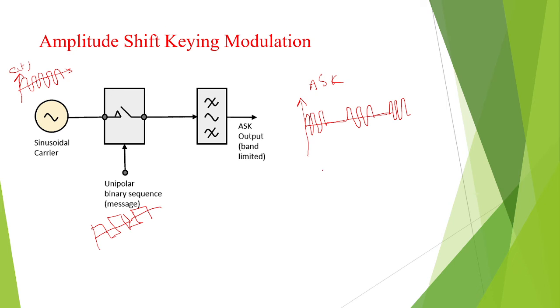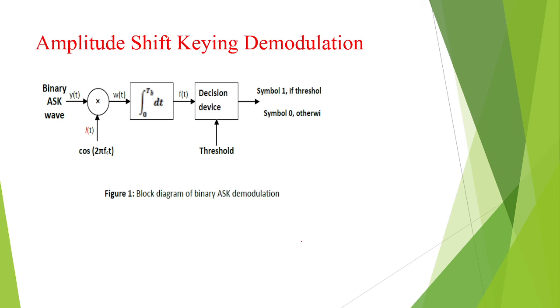If you want to demodulate, one more carrier is required, and from that we will get the demodulated output. Again we use the carrier, and both are demodulated. After that you will get the required signal. For that they use a decision device. After integration of the demodulated signal, based on the threshold voltage, we can decide either binary 1 or 0. Some threshold level is decided.